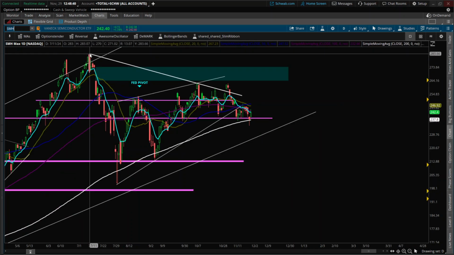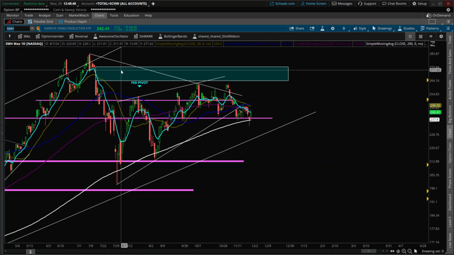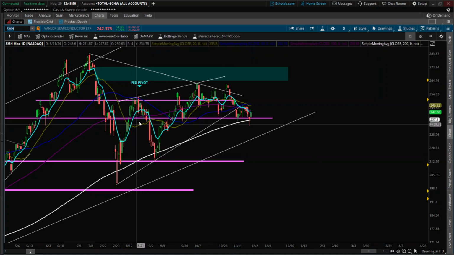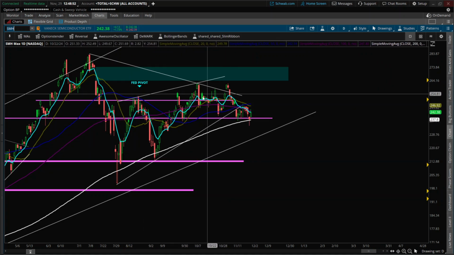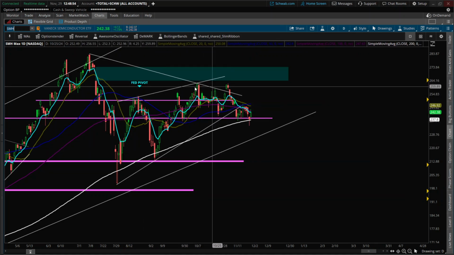SMH had the high way back here at 711, while SPY and QQQ made a new all-time high. This one made a bear flag, a bearish rising wedge. Same situation, but much, much weaker. Okay?